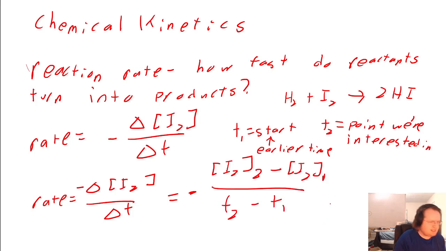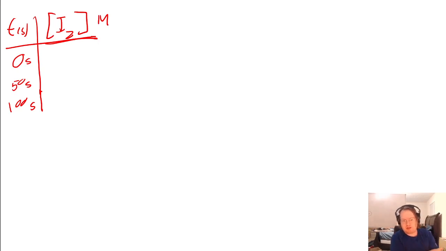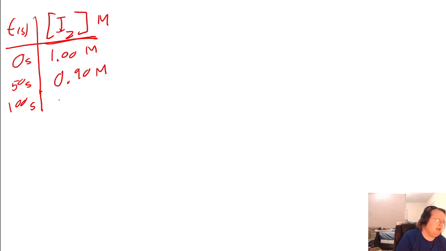So for an example, let's go to another slide. Let's say we have a chart of I2 concentrations and time in seconds. This is in molar. So let's say we have this table. We have 0 seconds, 50 seconds, 100 seconds. Now, I'm making these numbers up. It would depend on the temperature how fast this would change, so you'll get different numbers at different places. But let's say it started off at 1 molar. Let's say here it's at 0.90 molar. And let's say here it's at 0.81 molar.